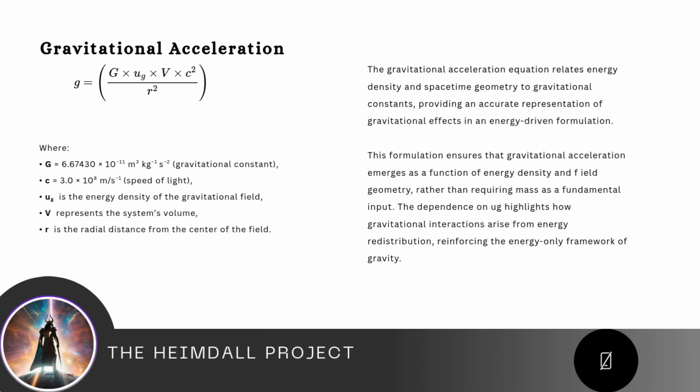Energy density of the gravitational field and space-time geometry. That energy density comes from the shape of the field and the movement of the field. You'll see that as we continue on. This formulation ensures that gravitational acceleration emerges as a function of energy density and field geometry, rather than mass as the fundamental input.